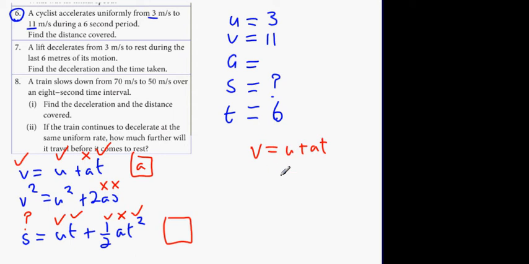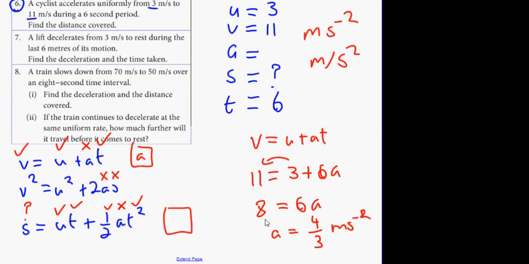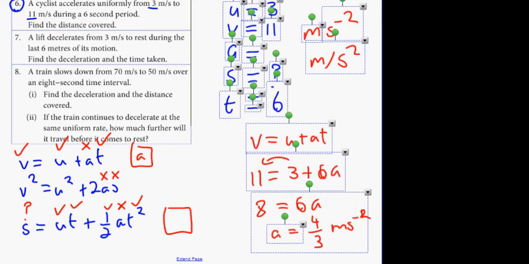Once you do this, you're then going to say 11 equals 3 plus 6A. Bring that over to the other side, and we're going to get 8 equals 6A, and then A equals 4 over 3 meters per second squared. So remember, the unit of acceleration is meters per second squared. Unit of acceleration is m s to the minus 2, or m/s squared. Okay. Now, once you've done that, you found out what your A value is.